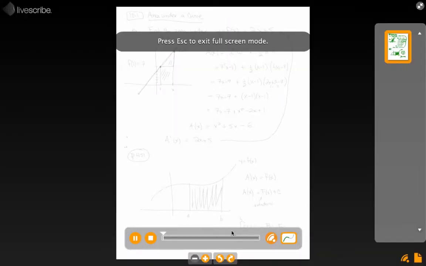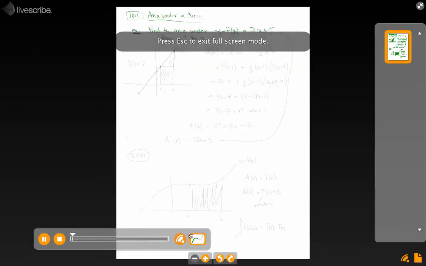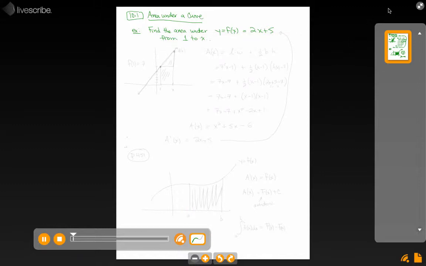This is the intro to section 10.1, area under a curve. This section kind of starts off what would probably be, well, the fundamental theorem of calculus kind of fits in here. It's one of the biggest ideas that there is in this course.